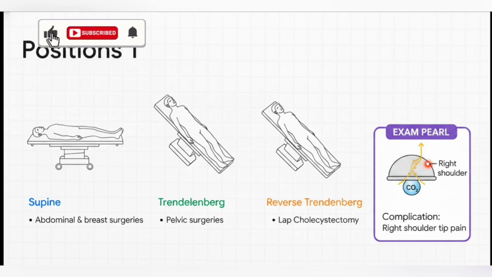This is heavily used in pelvic surgeries to keep the bowels out of the way. Then we have reverse Trendelenburg, where the foot end is down. This is classic for upper abdominal surgeries like a laparoscopic cholecystectomy. So the crucial point here is the complication. In a lap chole, CO2 collects below the right dome of the diaphragm, which irritates the phrenic nerve. And that causes classic right shoulder tip pain.